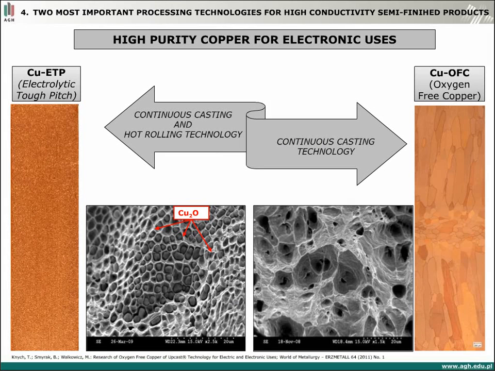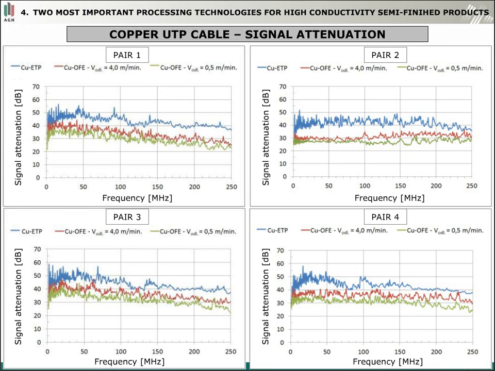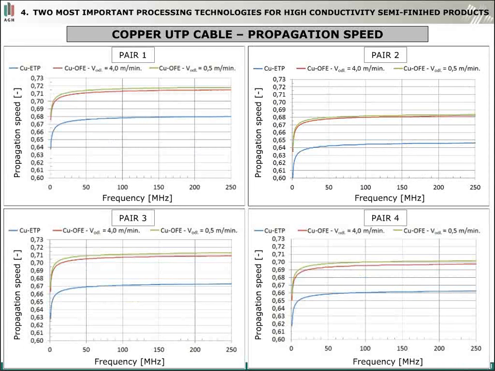Going back to the comparison between conventional and oxygen-free copper wire rod, the wires made from oxygen-free copper are characterized by better electrical properties in terms not only of the electrical conductivity, but also in terms of such parameters like signal scattering or propagation speed at high electrical frequencies, which was reflected in measurements of such factors. The wires drawn from oxygen-free copper are characterized by lower noise level, lower signal scattering, and the higher signal propagation speed.